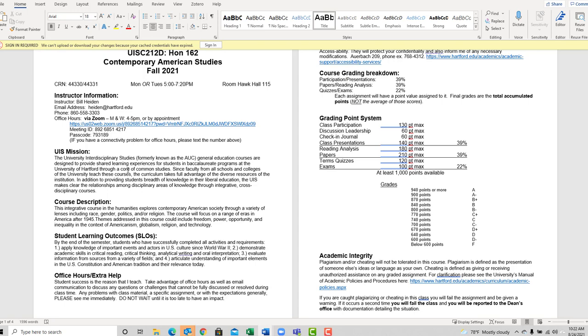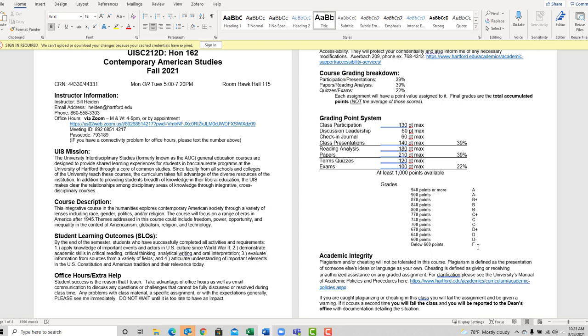So the most important thing to remember about my grading system is that it's a point system. It's not an average. Right? So you're not going to get an 85 on this exam and a 37 on that paper and take an average. You're just going to accumulate a certain number of points. Every assignment will have a point value associated with it, and once you get to a certain number of points, you will have the grade that you want.